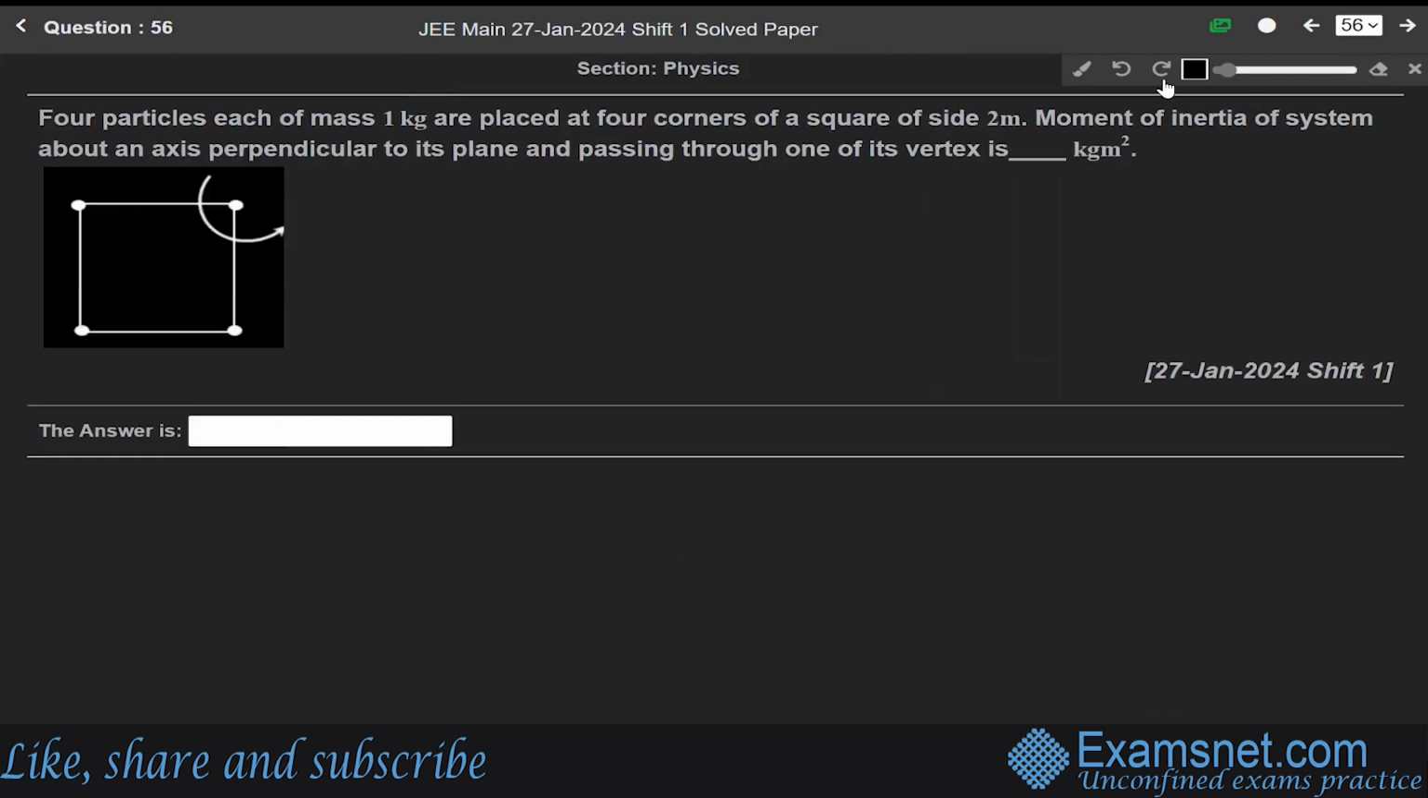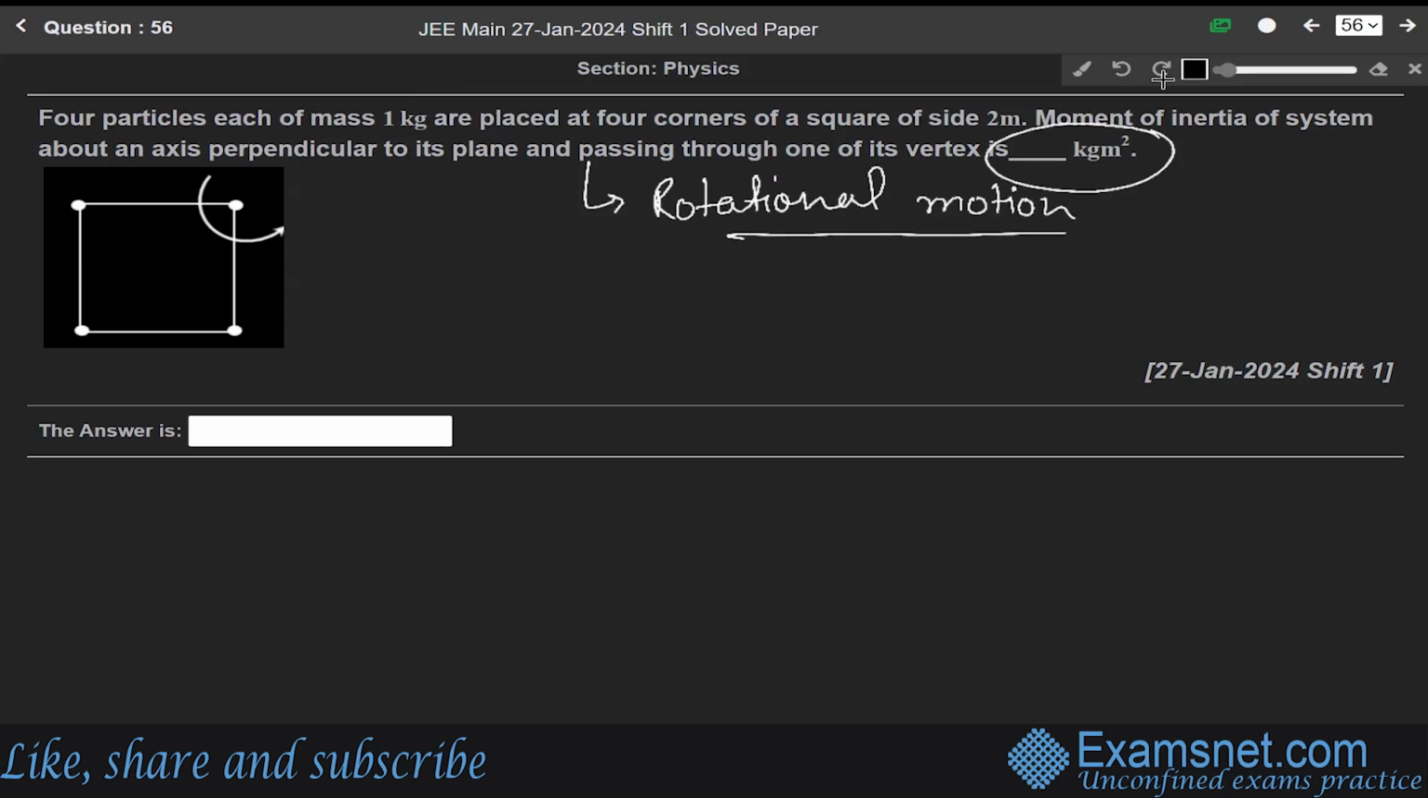Now next question, question number 56. This question says that there are 4 particles, each of mass 1 kg, placed at 4 corners of a square of side 2 meter. The moment of inertia of the system about an axis perpendicular to its plane and passing through one of its vertex is. We have to find the moment of inertia passing through one of its vertex. So this question is from the chapter of rotational motion. According to this question, there is a square and each corner having a mass m of 1 kg.